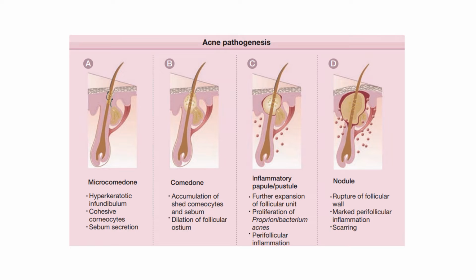With further expansion of the follicular unit and proliferation of Propionibacterium acnes, there is perifollicular inflammation also. This results in development of inflammatory papule and pustule that progresses to nodule formation, as is seen in D, due to rupture of the follicular wall.